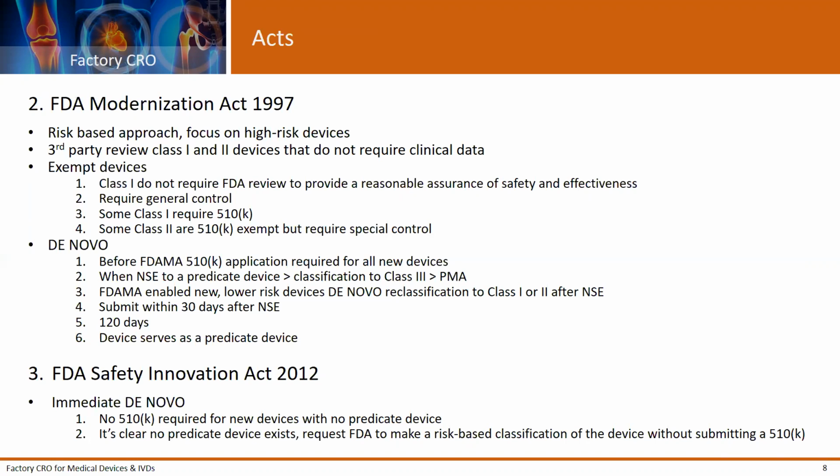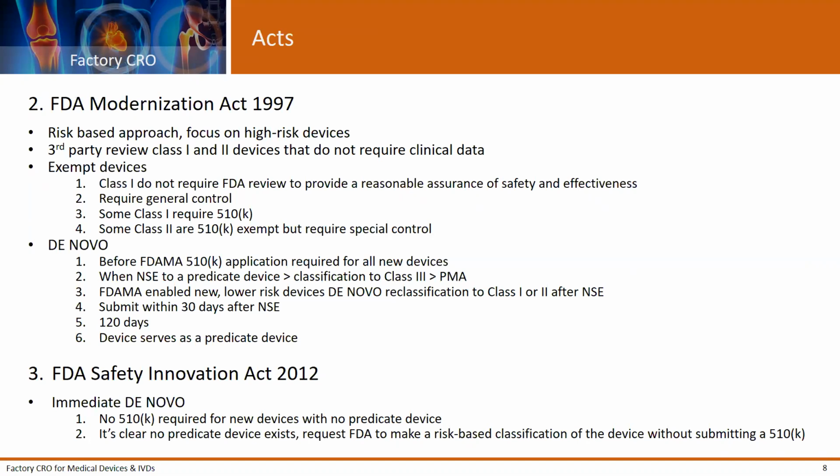Also for the Modernization Act, it is important to understand that they focused on a risk-based approach, and they implemented exempt devices which do not require FDA review to provide a reasonable assurance of safety and effectiveness. Some class 1 devices require a 510K, and some class 2 devices are 510K exempt, but they do require a special control.